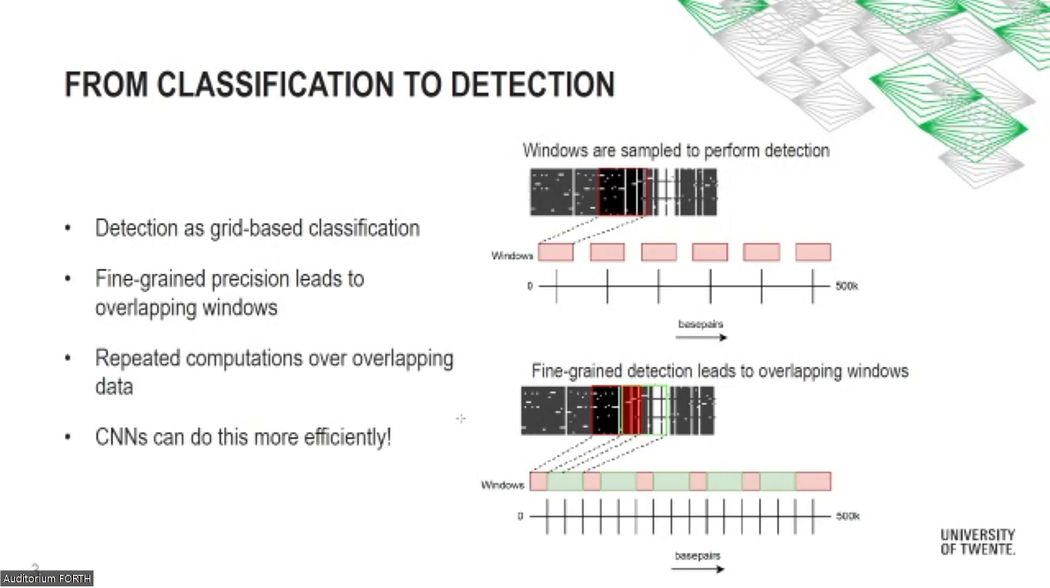And if we want to separately classify each of these windows in the simplest way, we would have to do a lot of repeated computations because each overlapping section would be computed separately, again, for each window that contains this section. But fortunately, CNNs can do this more efficiently by the nature of their architecture.